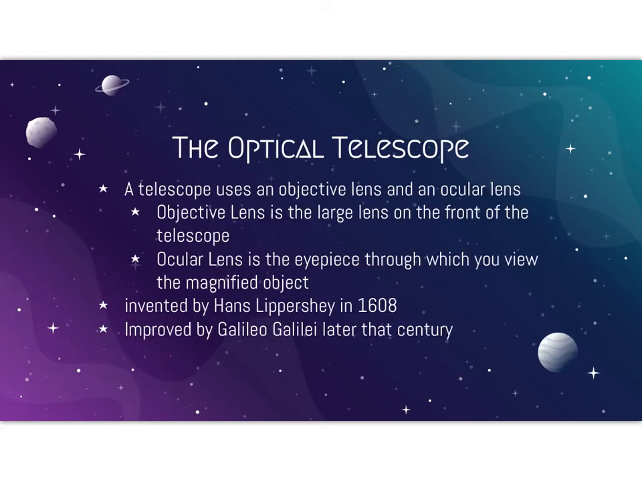The optical telescope uses an objective lens and an ocular lens. The objective lens is the large lens on the front of the telescope, furthest from your eye. The ocular lens is the eyepiece that you view the magnified object through. So this is the one closest to your eyes.